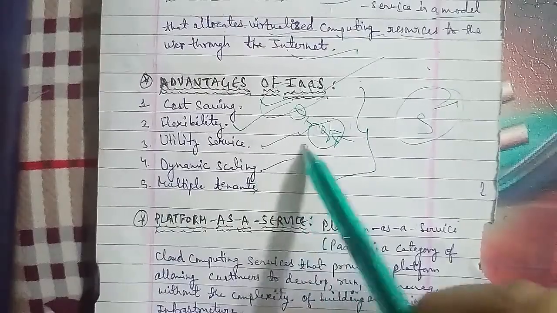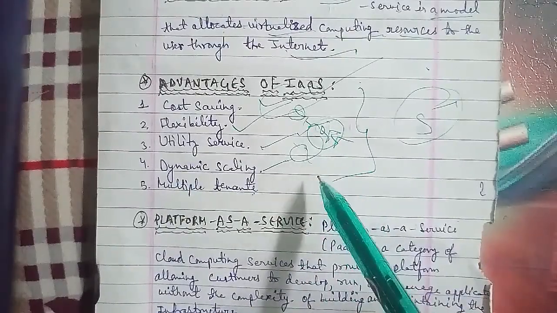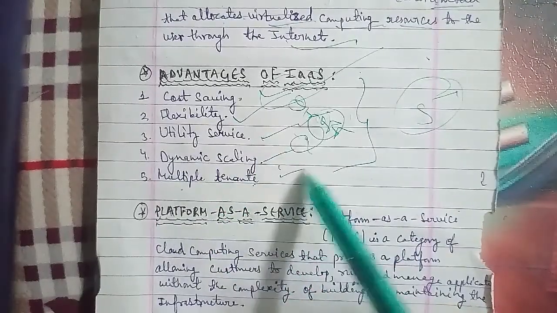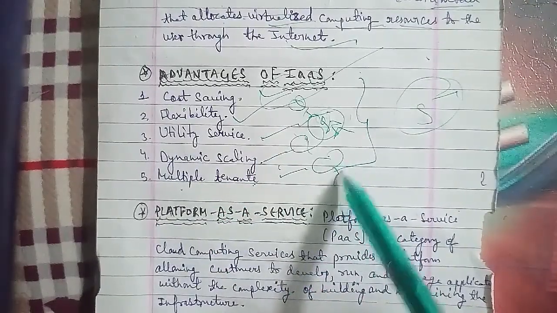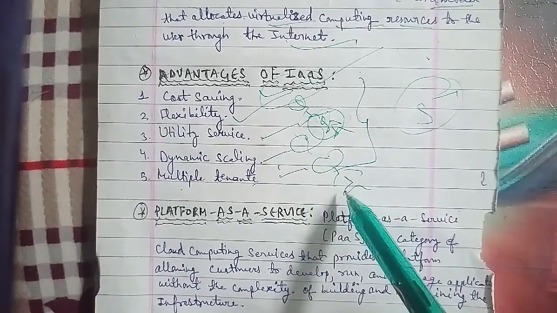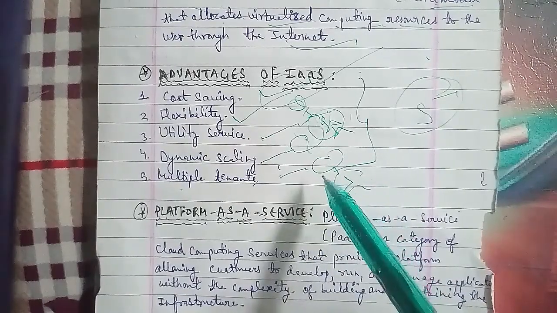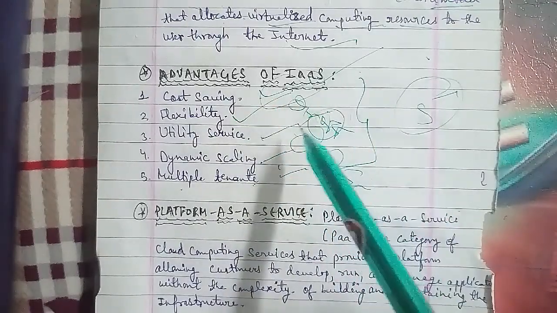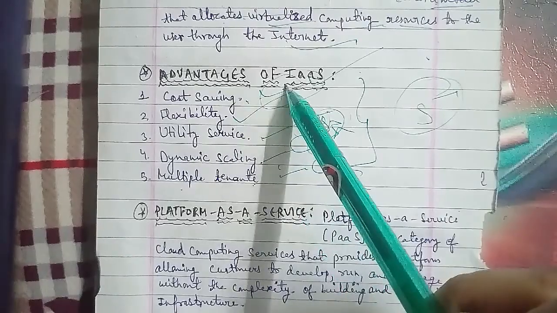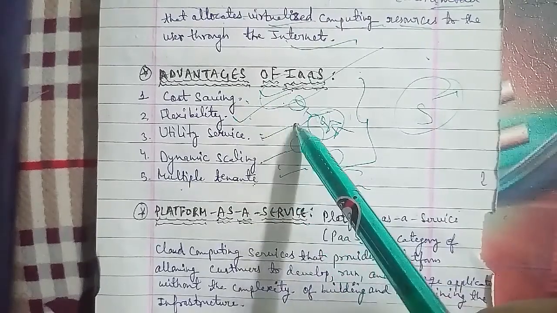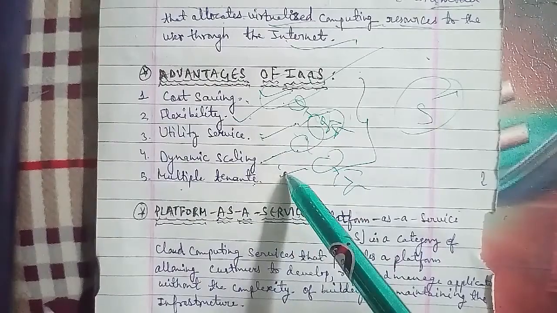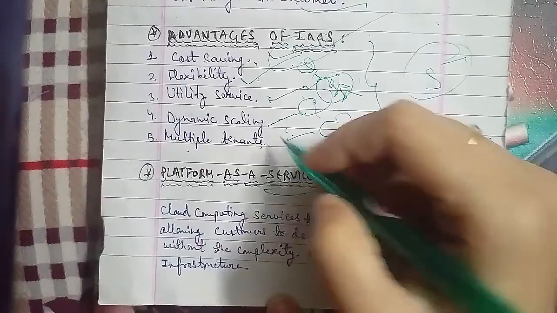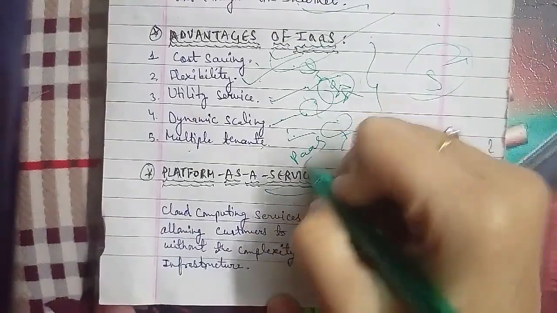Now we're talking about platform as a service, which we write here as PaaS. Platform as a service is a category of cloud computing services that provides a platform allowing customers to develop, run and manage applications without the complexity of building and maintaining the infrastructure.